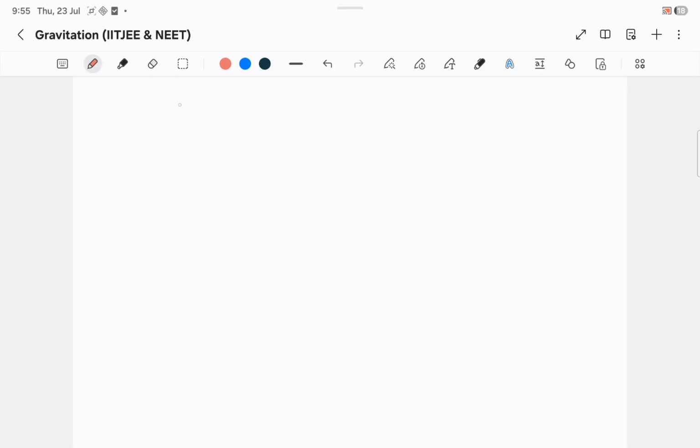So today we are going to start the gravitation chapter, which is important for both IIT JEE and NEET. It is going to be important for both examinations, and mostly they will ask questions from this topic. In advance, they will ask very few questions about gravitation. So let's start gravitation first.